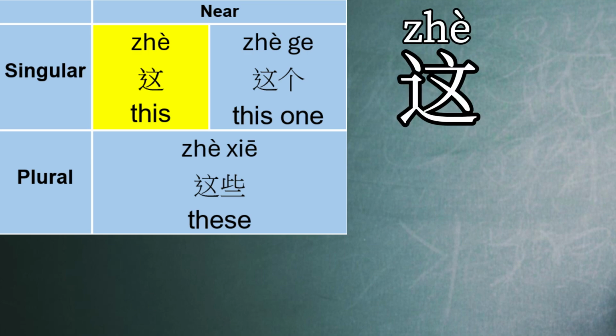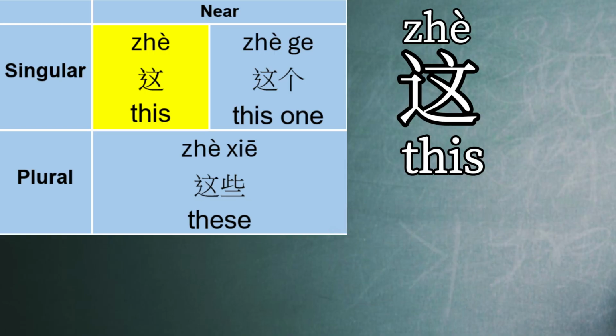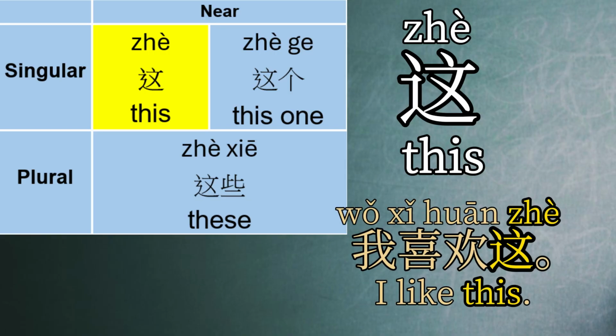这, this. 这是我的书, this is my book. 我喜欢这, I like this.